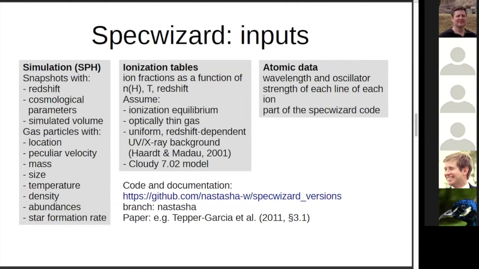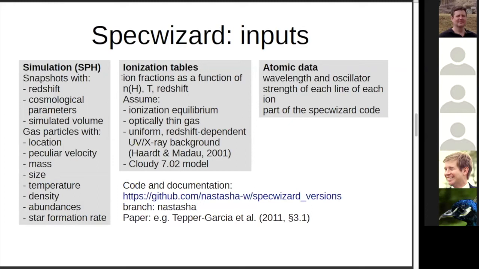And the mass, temperature, density, and abundances, you need to actually calculate the ion content of each gas particle. So particle in this case is a volume element and not like an atom, or a resolution element. And the star formation rate, that's a star formation rate larger than 0. You want to flag those gas particles because you want to set that temperature to 10 to the 4 Kelvin, sort of the standard practice. You can turn that on and off in SpecWizard.